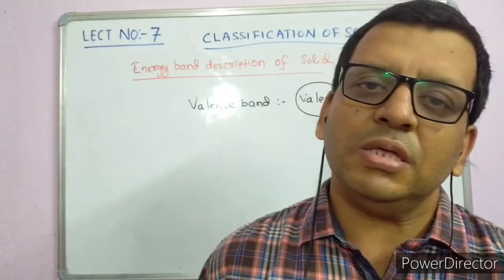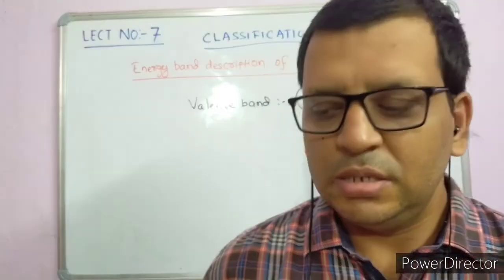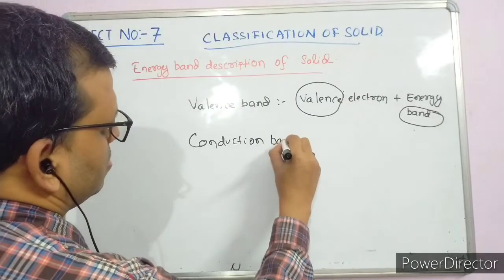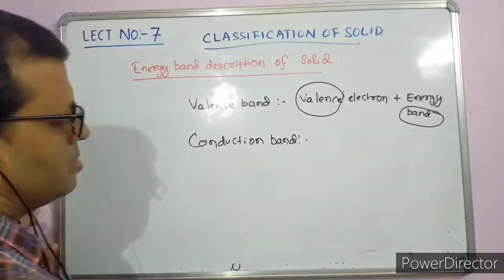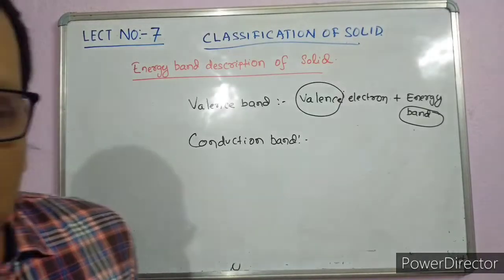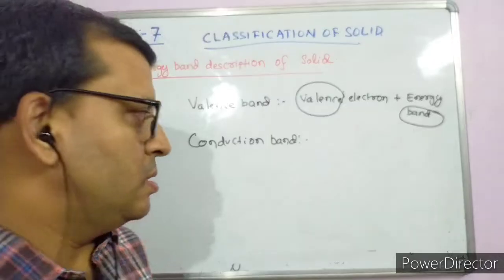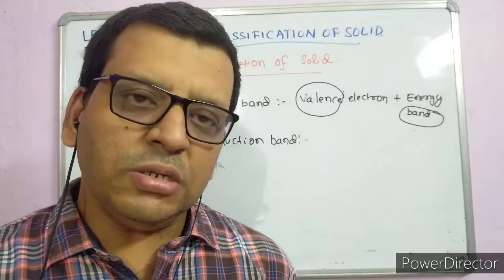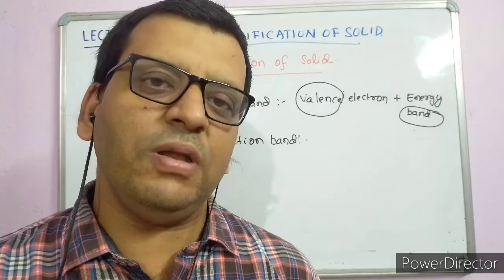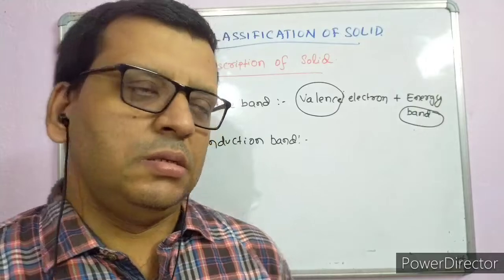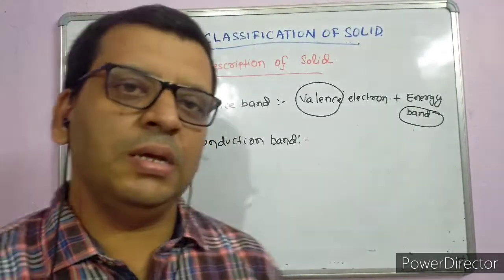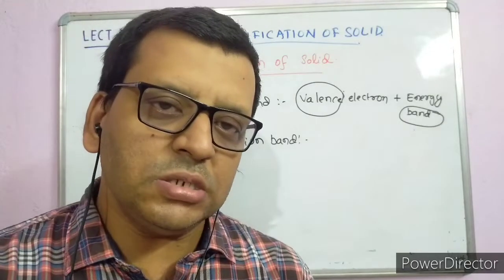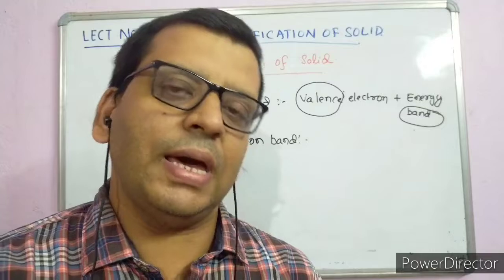Similarly, another term is the conduction band. What is the conduction band? The term conduction deals with the electrons which are responsible for carrying current. So the conduction band is the range of energies possessed by the electrons which are responsible for carrying current.